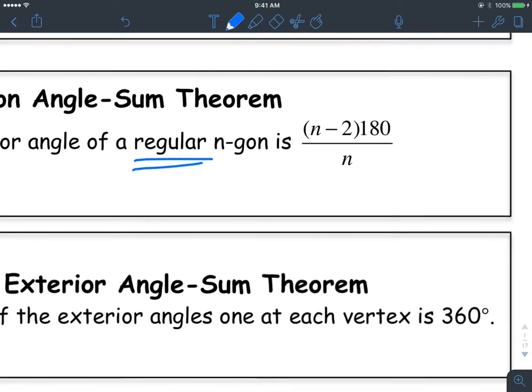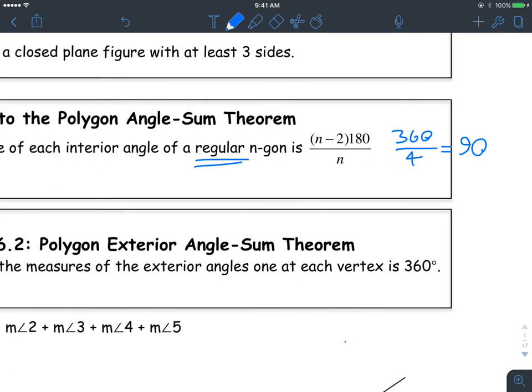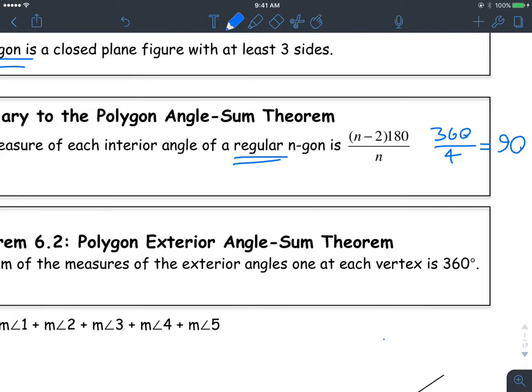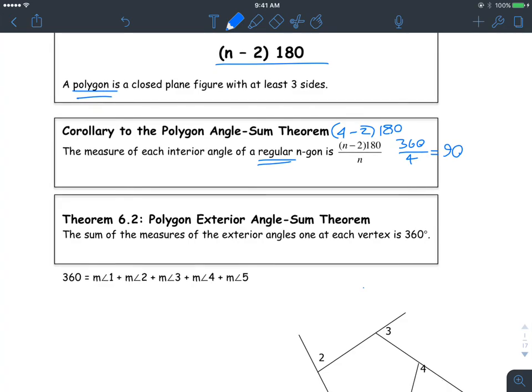So if you want to find an individual angle, let's say you had 360 for a quadrilateral, once you found it, you could divide that by the number of sides to find each individual angle. In that case, using a quadrilateral, 4 minus 2 times 180, you get 360, and then divide that by 4 to get 90 degrees for each angle, which will give you a square. And that's how you find each one of the individual angles.